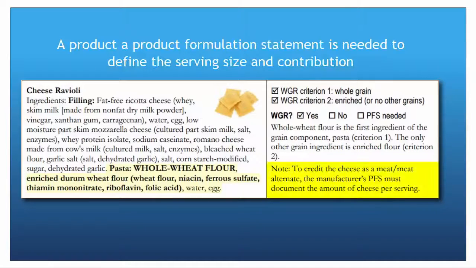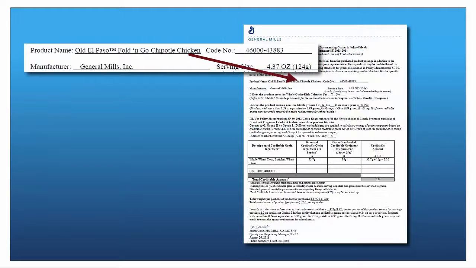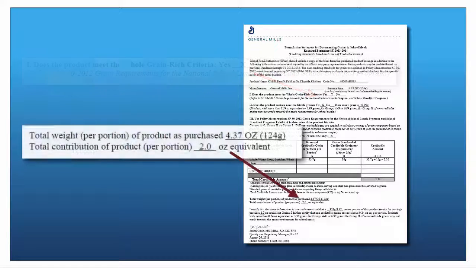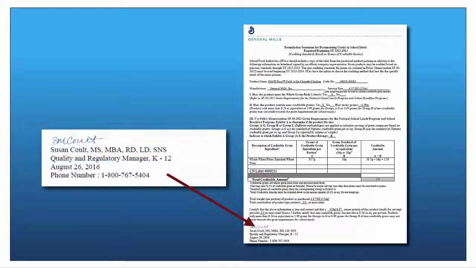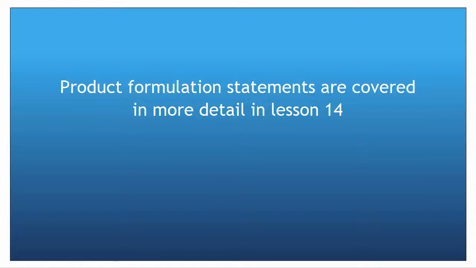However, to credit the product, a product formulation statement is still needed to define the serving size and the product's contribution toward the meat alternate and grain requirements. This is an example of a product formulation statement for Old El Paso Fold and Go Chipotle Chicken from General Mills. The statement says the product meets the whole grain rich criteria and provides 2 grain servings per 4.37 ounce serving. The statement is signed and meets requirements to identify the serving size, component contribution, and whole grain rich criteria. Product formulation statements are covered in more detail in Lesson 14.